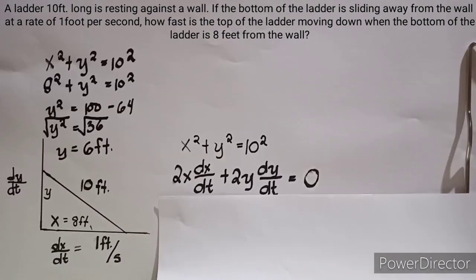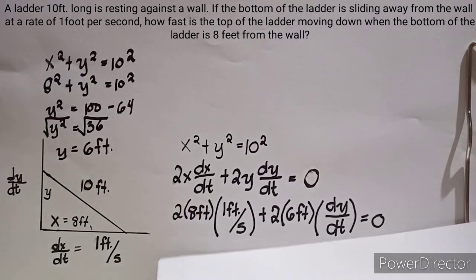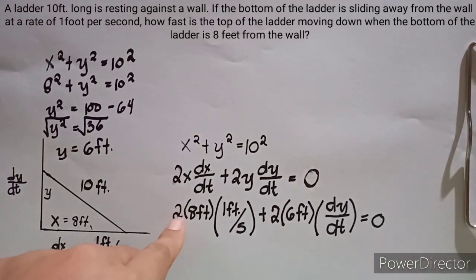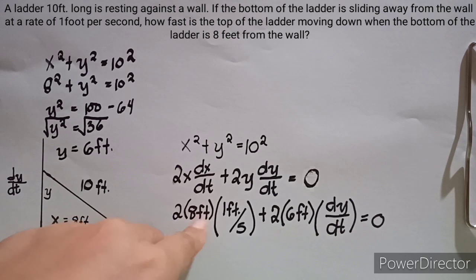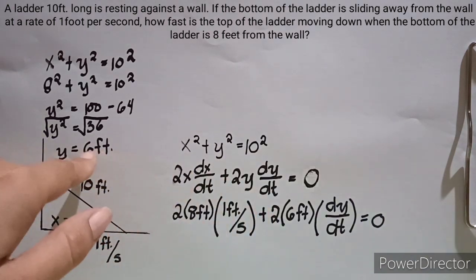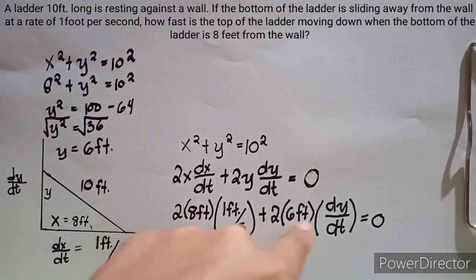Since we only have one unknown, which is the required value, we can now proceed to step 6. Step 6 is to substitute all the known values into the differentiated equation. I already substituted the values. 2 times x, which is 8 feet here, times dx over dt, which is 1 foot per second, plus 2 times y, which is 6 feet, times dy over dt.